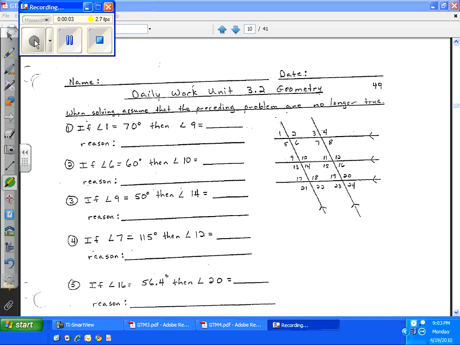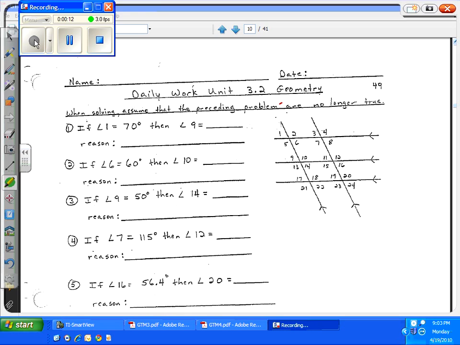All right, daily work 3-2. When solving, assume that the preceding problems are no longer true. In other words, don't assume that something you got in question 1 is going to be true for question 2. So after question 1, we have to go to the picture and start all over, okay?